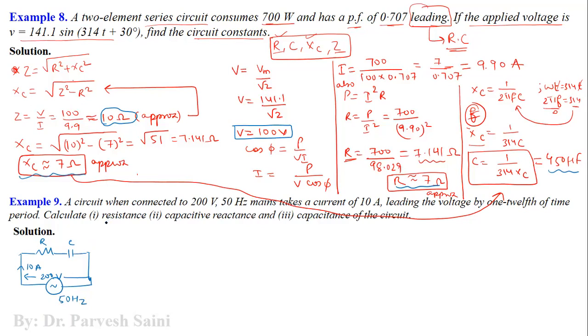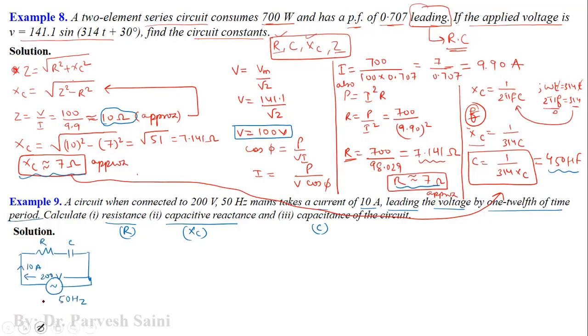We have to find out the resistance, capacitive reactance. R we have to find out, Xc we have to find out, and C we have to find out. So one thing which is given here is the current leading the voltage. How will you identify whether the given circuit is capacitive or inductive? It is by seeing whether leading or lagging is mentioned or not. So if leading is mentioned, that means it is a capacitive circuit, not an inductive circuit, right? As it is mentioned here, that the current of 10 ampere leading the voltage by 1/12 of the time period.